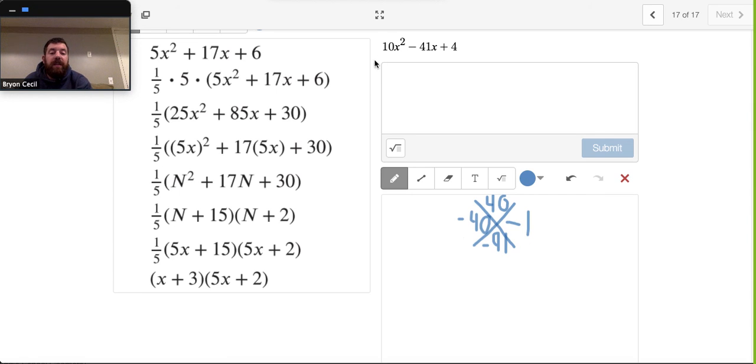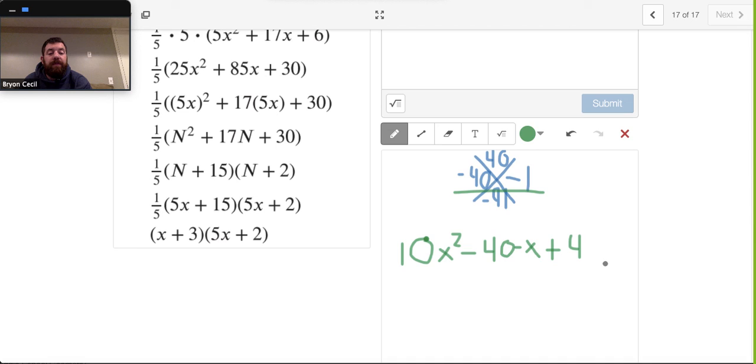So take these guys here, and then split the equation. So I'm going to have a 10x squared minus 40x. I'm sorry, I need to rewrite this better. So minus 40x minus x plus 4.